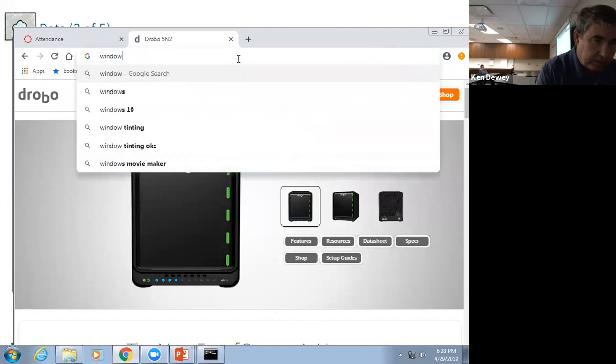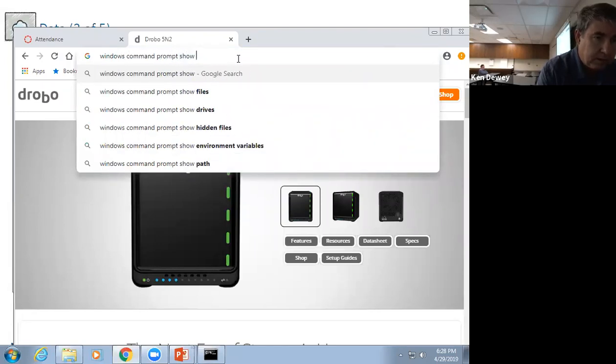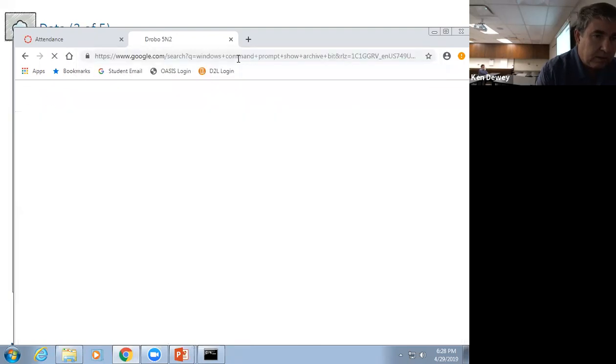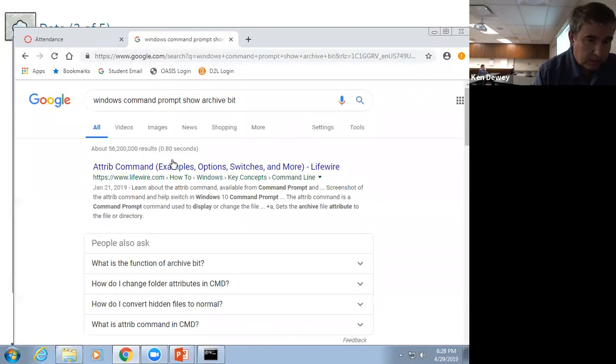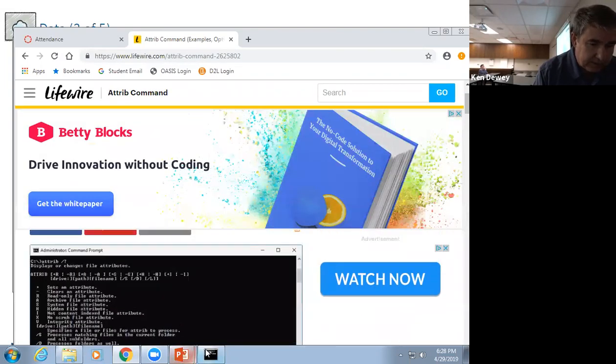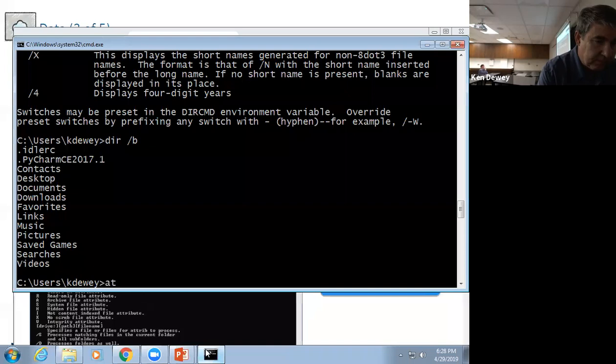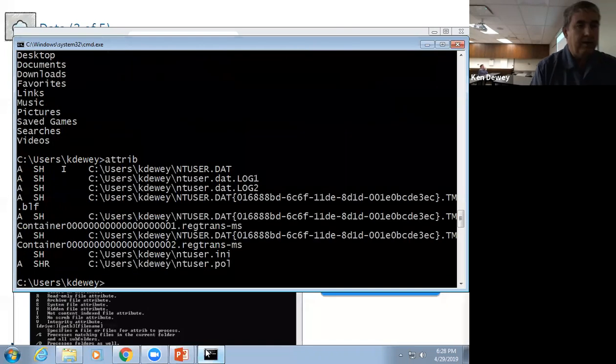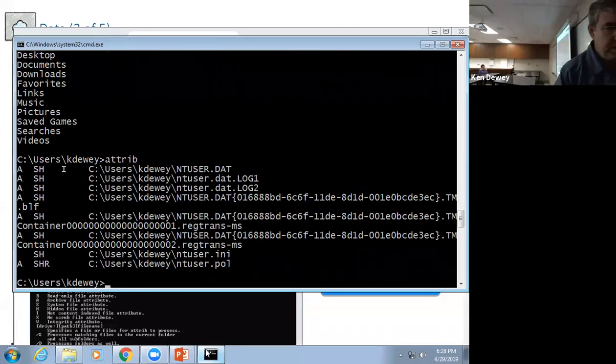Let's see, Windows. The attrib. Oh, it's the attribute command. That's what it is. There we go. There it is. Okay, so this file, ntuser.dat, is archive system and is hidden. And this bottom one is archive system hidden and read only. So it's attrib, not dir.